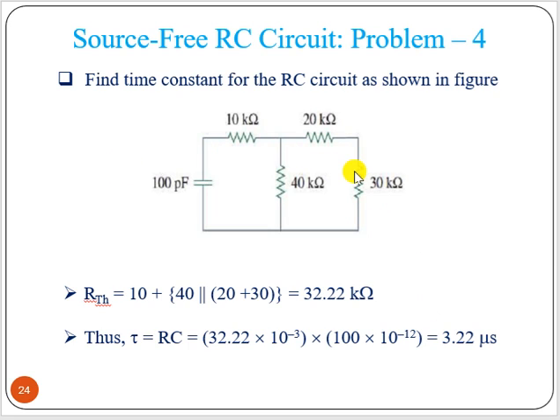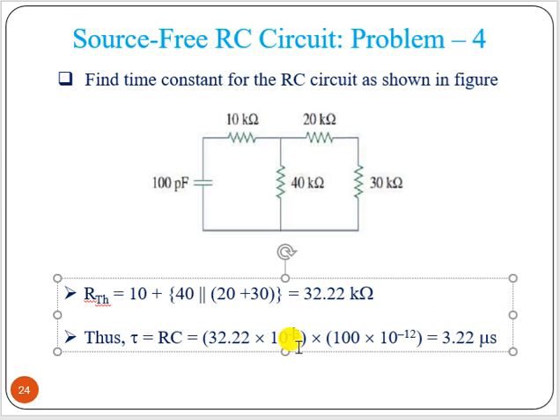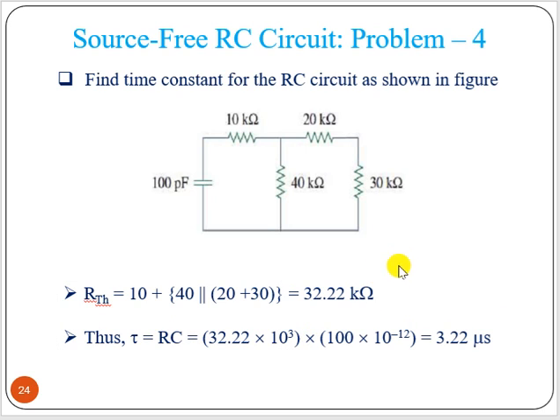Now again, we can find out the time constant looking from this capacitor end. What we can see is these two in series, 20 plus 30 in series, with that 400 in parallel because the current divides here, with that 10 ohm in series. So that is the RTH. So we can find out RC as the time constant tau. This should be 3 kilo ohm, and here it will be 100 picofarad. So you can calculate the value.